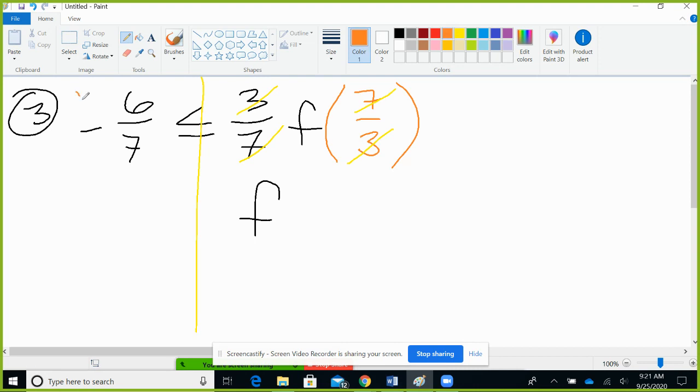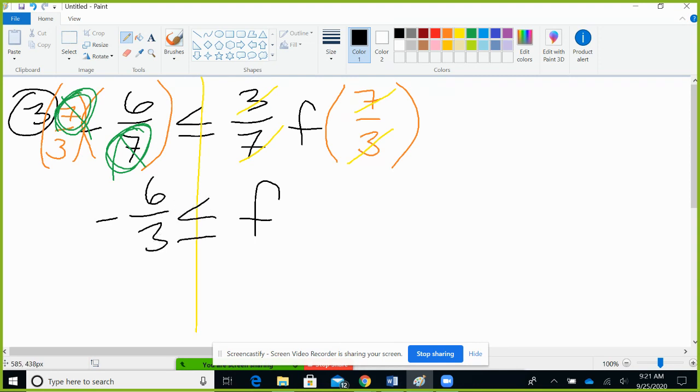Now remember, whatever I do on one side, I have to do on the other side. So I have 7/3 times a negative 6/7. So when I'm looking at it, I see that there's a 7 on the top and a 7 on the bottom. So I could cancel those out. So if you know fractions that well and you're like, hey, I have a 7 on the top and I have a 7 on the bottom, let's go ahead and cancel those out. What I'm left with is negative 6/3 is less than or equal to f.